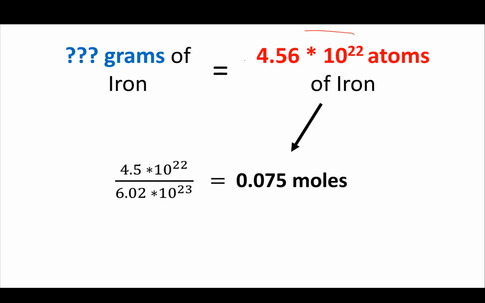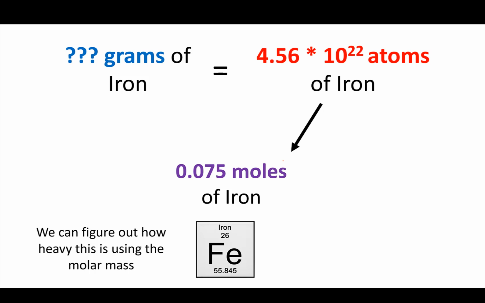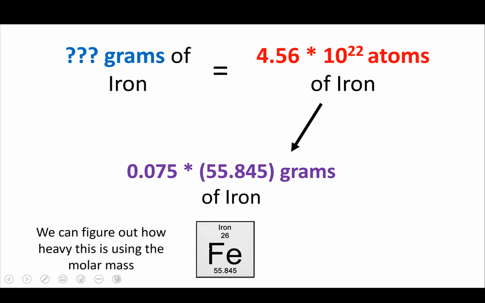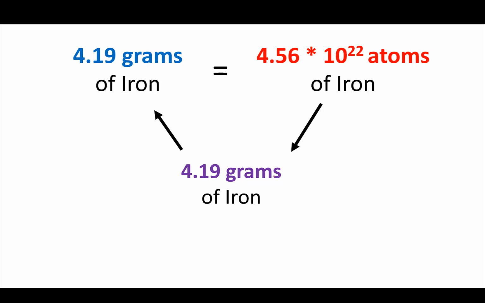I take the number of atoms I have, I divide it by the number of atoms in a mole to figure out how many moles I have, and that's 0.075 moles. So this right here is 0.075 moles of iron, and then I can figure out how heavy that is by using the molar mass. I need to look at the periodic table to go from a number to a weight, but scientists have recorded that for us. So I know that 1 mole is 55.845 grams, and that means that 0.075 moles is 0.075 times a mole, which is 4.19 grams. So I can go there, figure that out.